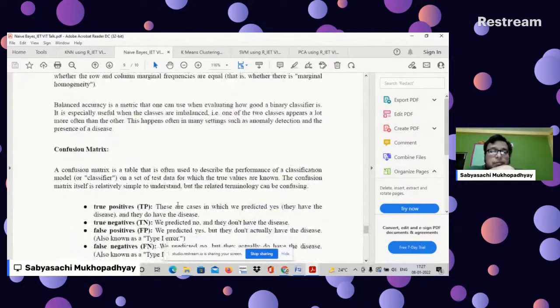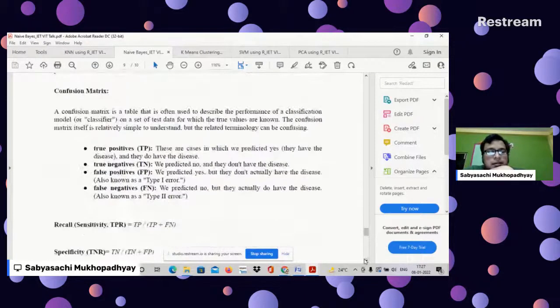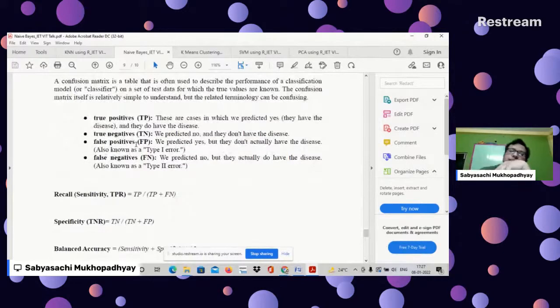Now the confusion matrix forms a table to check the performance on the test data. There are a few terminologies related to the confusion matrix, like the true positive cases. These are the cases in which we predicted yes, and they do have the disease. What is a true negative case? You predicted no, and they don't have the disease. What is the false positive case? You predicted yes, but they don't actually have the disease.